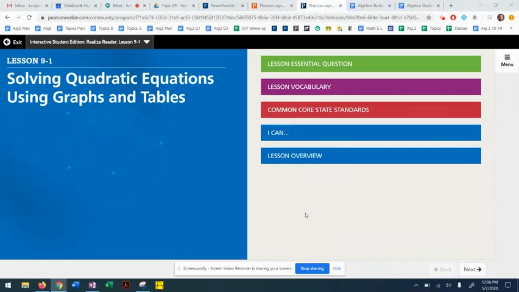Hi everyone, we're going to dive into lesson 9.1, which is about solving quadratic equations using graphs and tables. What I'm going to do this time is something a little different. I'm going to lead you through the lesson by using our online textbook, which you actually also have access to.